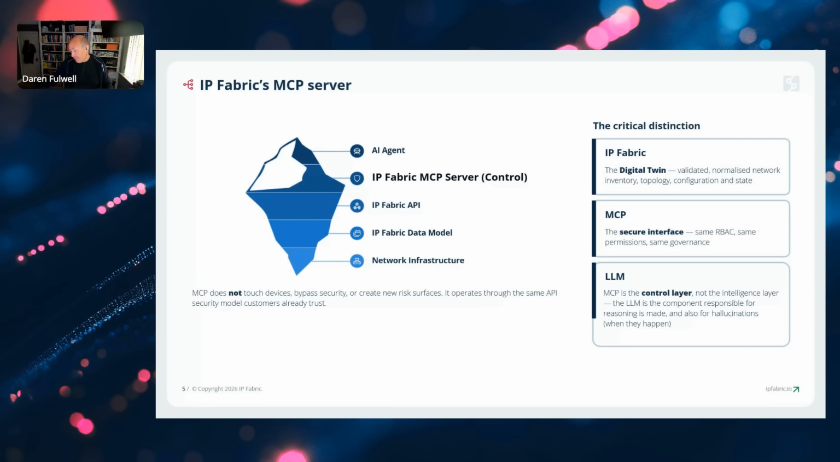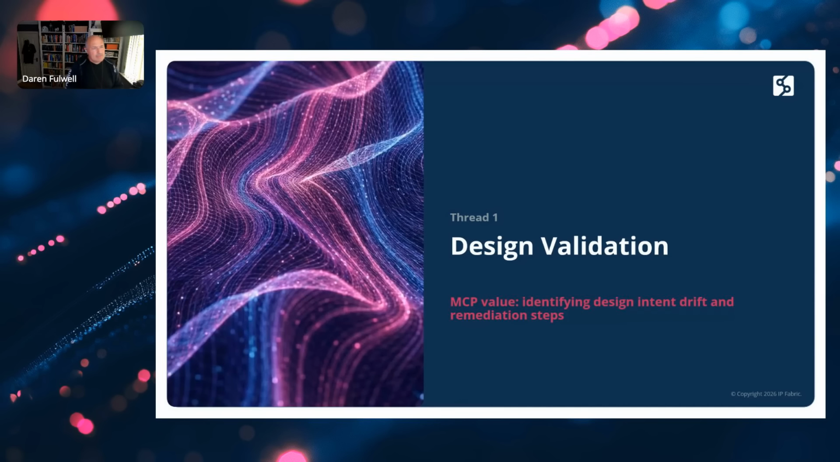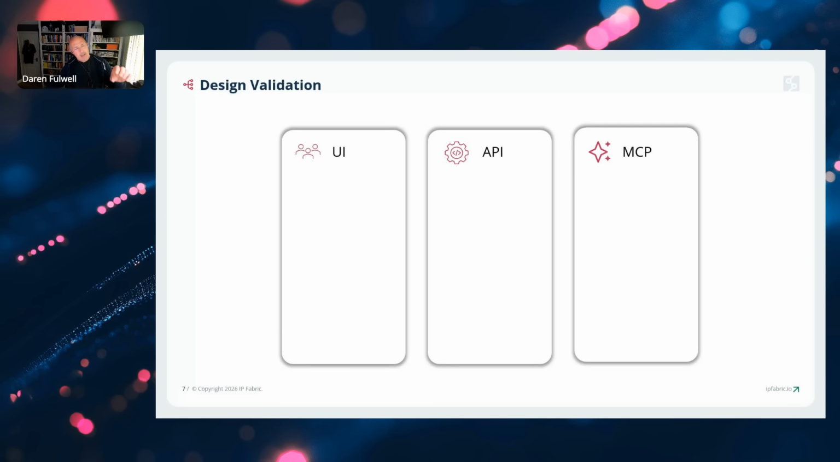So let's drop into the first of the demo use cases, and this is something that I've certainly stumbled across many times in my role as a network consultant over the years. This idea of checking to make sure that the network, as it's implemented, is as it was originally designed. And that can be, like I say, full network design, or it can be down to the individual changes. IP Fabric will support that through each of the modes that we've talked about.